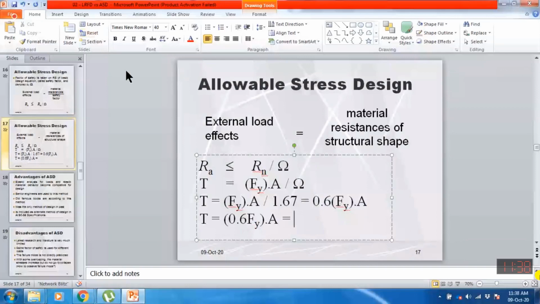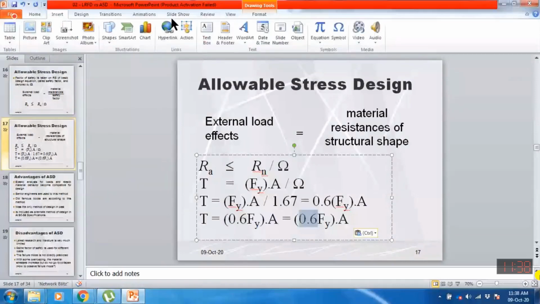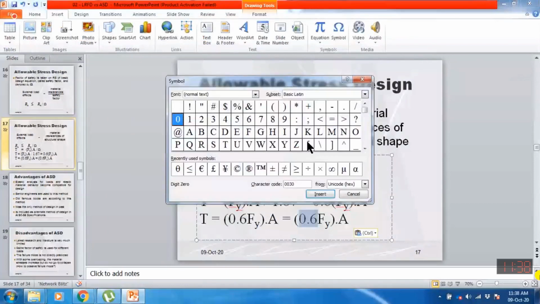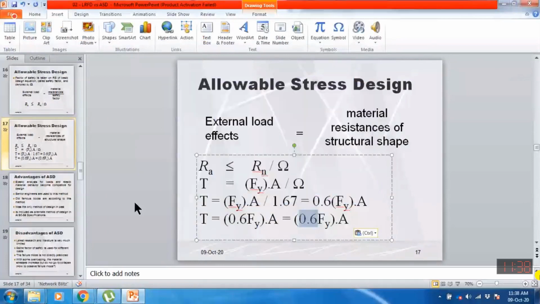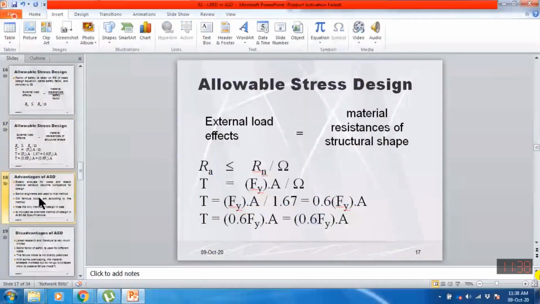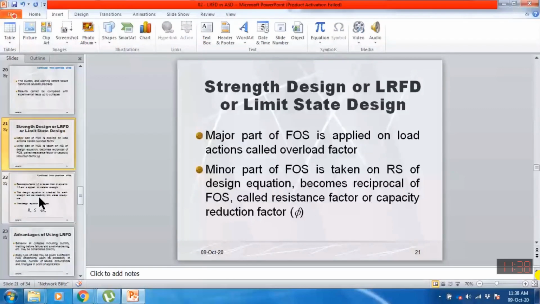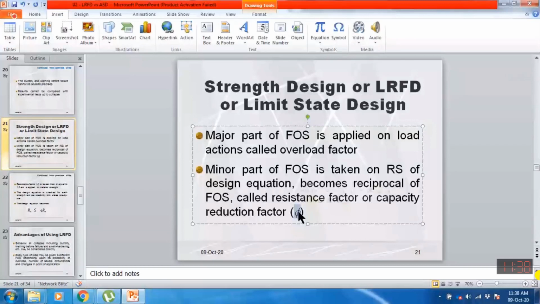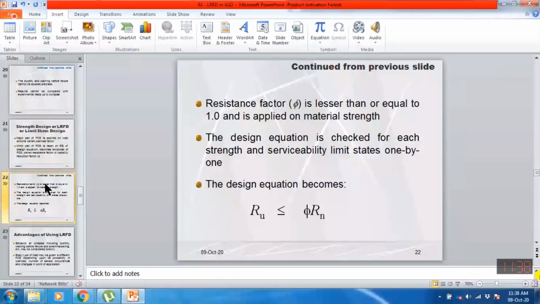I have to use a symbol. Maybe it's available in the next slide or not. Maybe I can pick the symbol quickly from the upcoming slide. That's this slide. Yes, this.